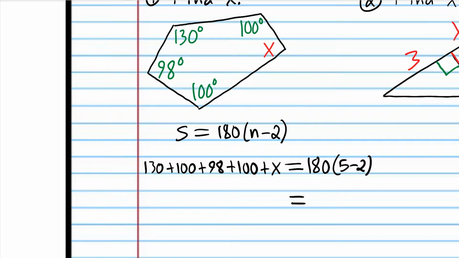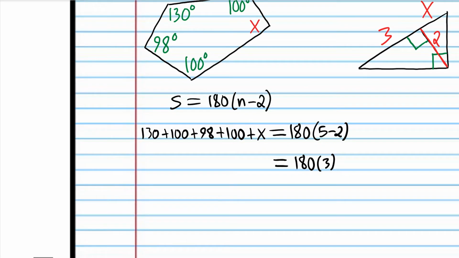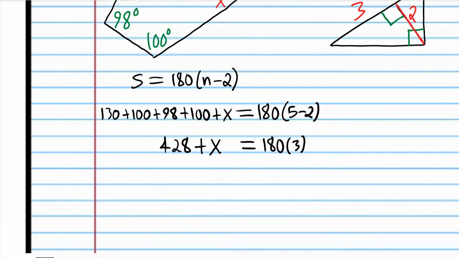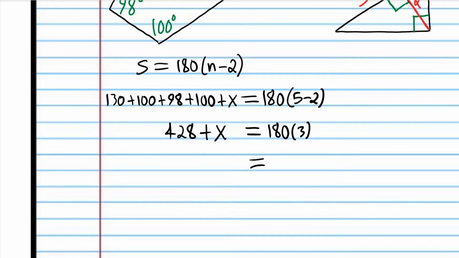So if you simplify, we get 180 times 3 and add all those up. 130 plus 100 is 230 plus 98. That's 328 plus 100 is 428. And you can use a calculator on that. Be aware that a calculator is allowed on this test. 3 times 180, that's going to be 540.